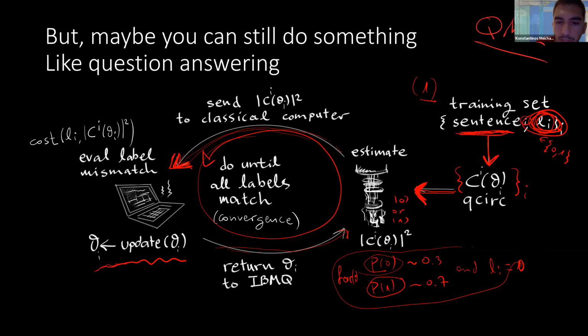So you update them and you run the circuits again and you check again if the labels are reproduced. If they're not, you update the thetas again. And you do this until you converge. So is this clear? Yeah, I guess it is.